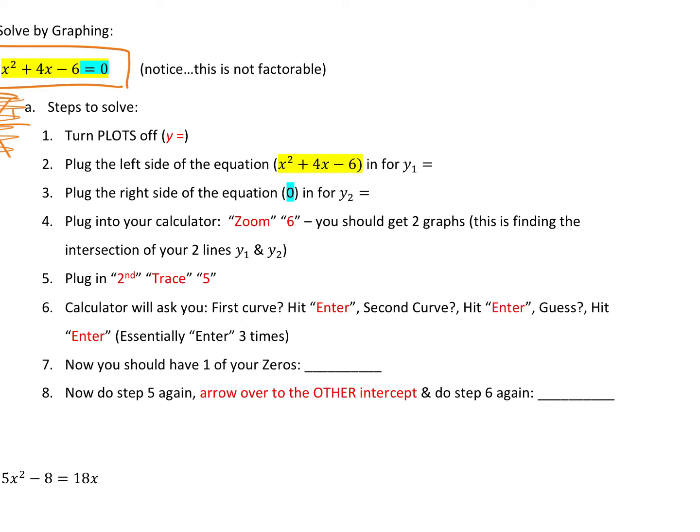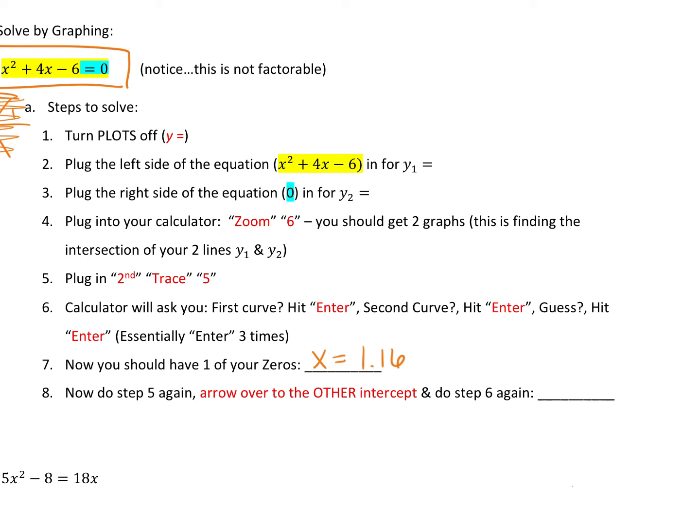Do you want me to guess where they meet, where they intersect? Yes, I do. So really all you're doing once you go second trace 5 is enter, enter, enter every time, okay? Because it's gonna say first curve, second curve, guess. So enter, enter, enter. And now look what happens. It says your intersection is at x equals 1.1622777. We're gonna round, okay? So we're gonna say our intersection, put this in your notes. So now you should have one of your zeros. This is number 7 on the notes. You're gonna say x equals 1.16. Okay, we're just gonna round to 2 decimal places.